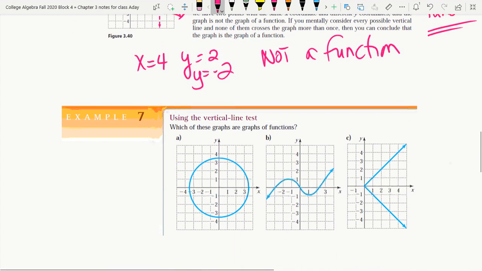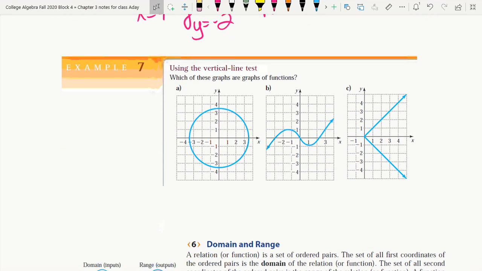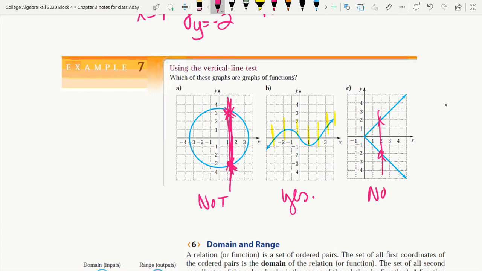So let's look at these. Example 7, using the vertical line test. If I draw a vertical line here, it crosses twice. But you can see it crosses twice, so this is not a function. This one, anywhere I draw a vertical line, it only crosses once, so this is a yes. And then C, if I draw a vertical line, it crosses twice, so this is a no. If I draw a vertical line here, it only crosses once, but it has to be throughout the entire graph.